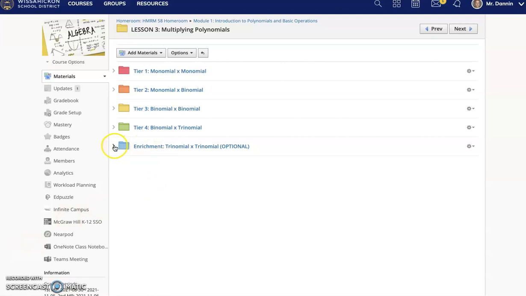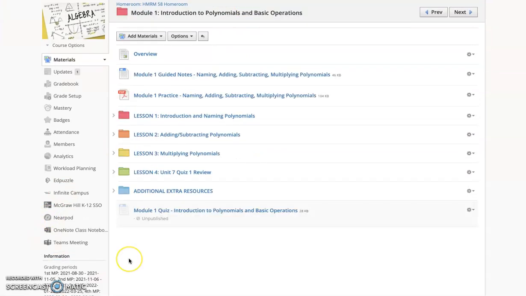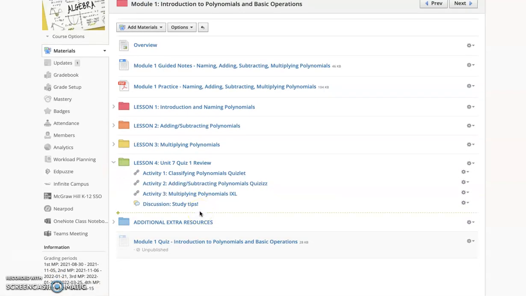Additionally, there is an enrichment folder here for any students who progress quickly through the 4 tiers. Here you will see a practice worksheet as well as the answer key so students can check their own work. The last lesson in this module will be a Unit 7 Quiz 1 review. This will be done more synchronously in order to ensure that students are prepared for their district created assessment, which can be seen here below.